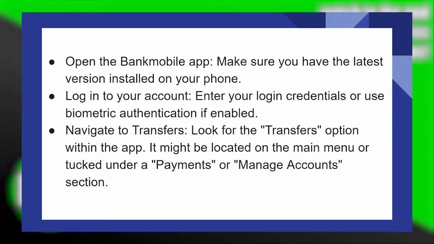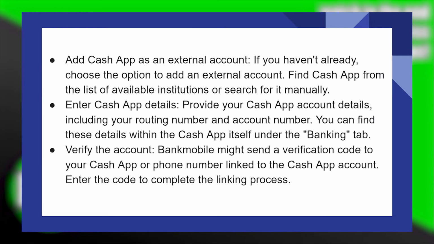Now, look for the transfers option within the app. It might be located on the main menu or tucked under payments or manage accounts. If you haven't already, choose the option to add an external account. Find Cash App from the list of available institutions or search for it manually.